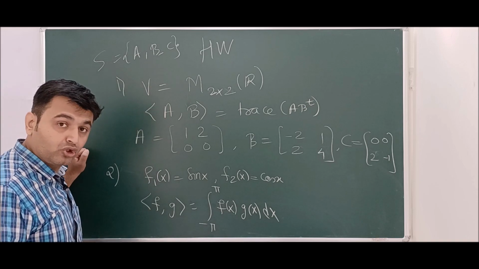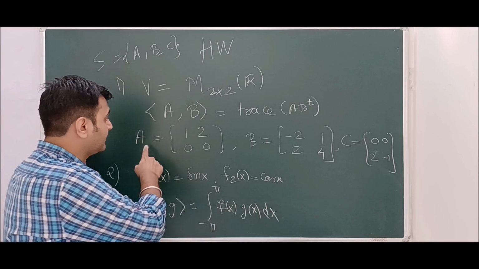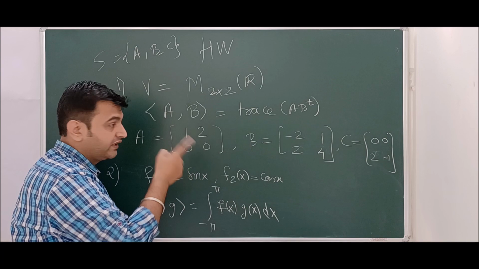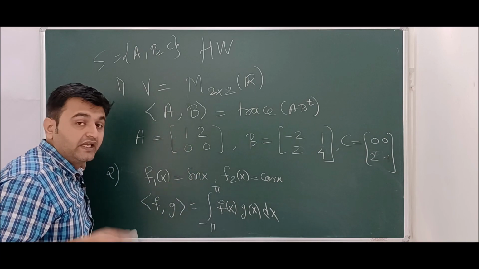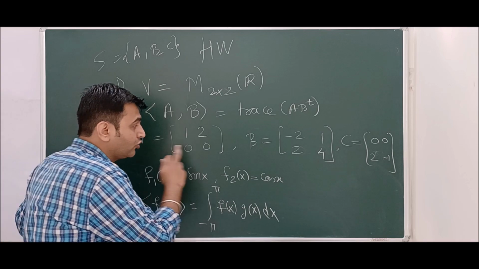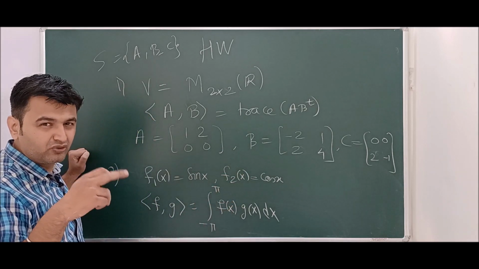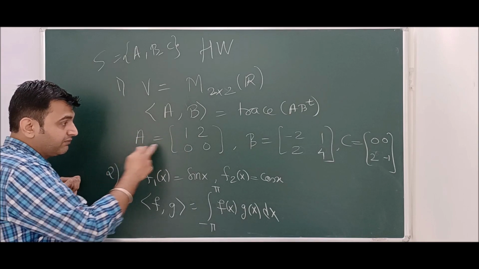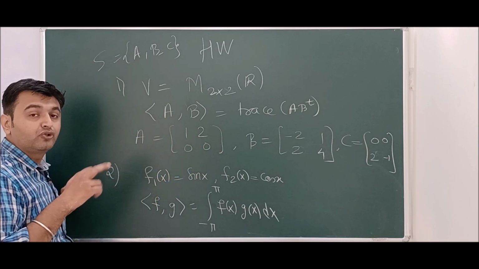Secondly, if they are orthonormal, well and good. That means the inner product of A A should be 1, inner product of B B should be 1, inner product of C C should be 1. If it is 1, well and good. If they are not unit vectors, you find the norm of A, B, C, which is square root of inner product of A with itself, and so on, and you divide each of them by the norm, and then what you get is an orthonormal set.